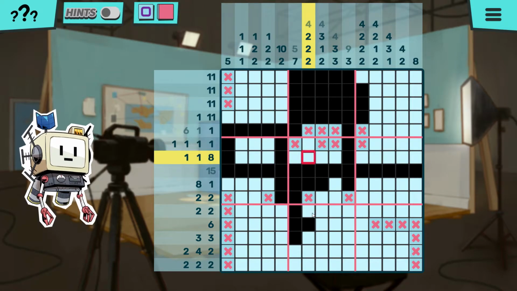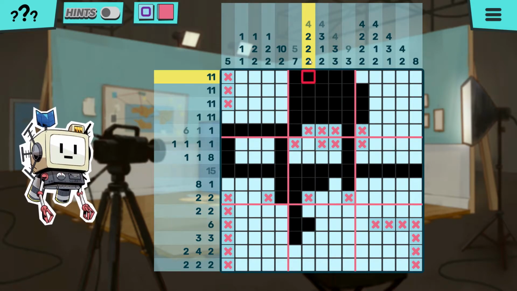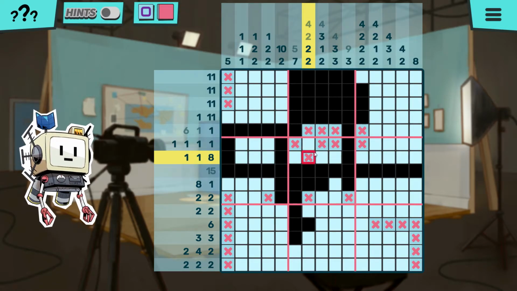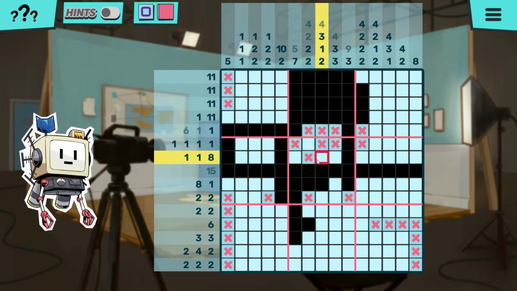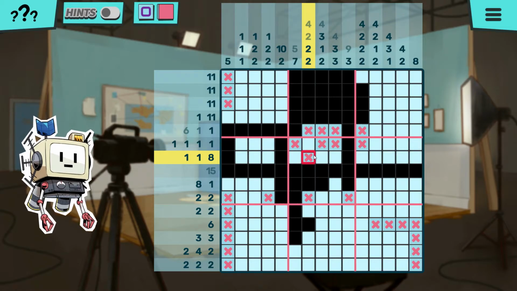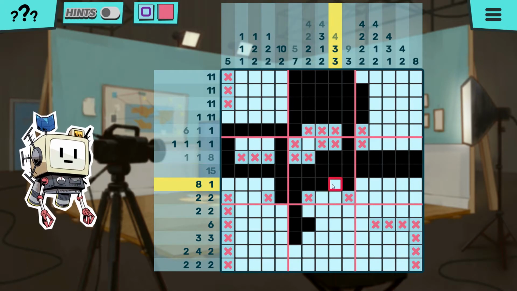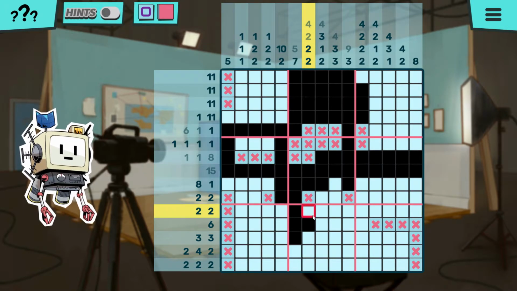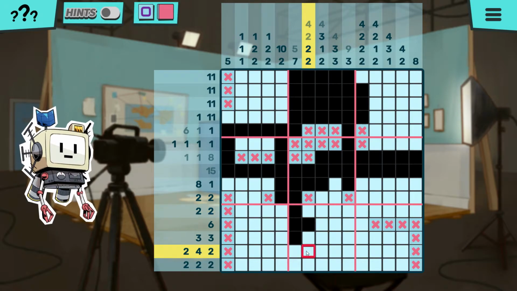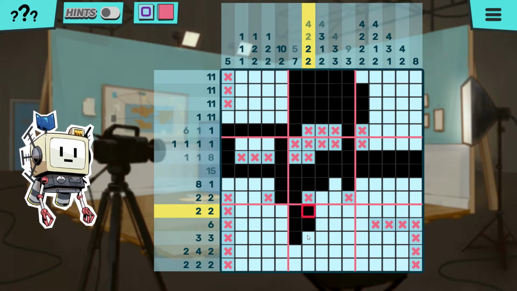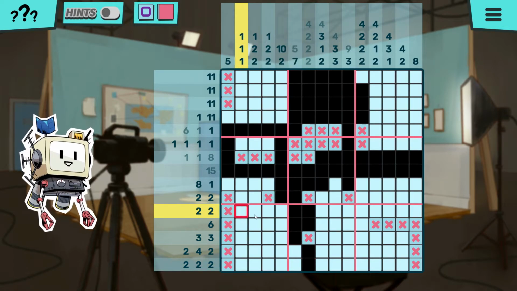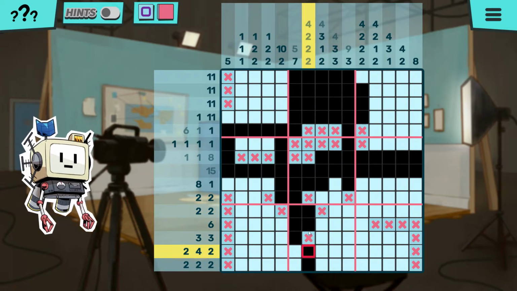Okay, so that has to be, wait, 4, 2, yeah, that has to be blank. That also means at the same time this can't be the 8. The 8 needs to be over here. These have to be the 1s. This can't be filled because these are all 2s in here. 4, 2, there needs to be still 2 2s more, so it needs to be like this. This needs to be blank.